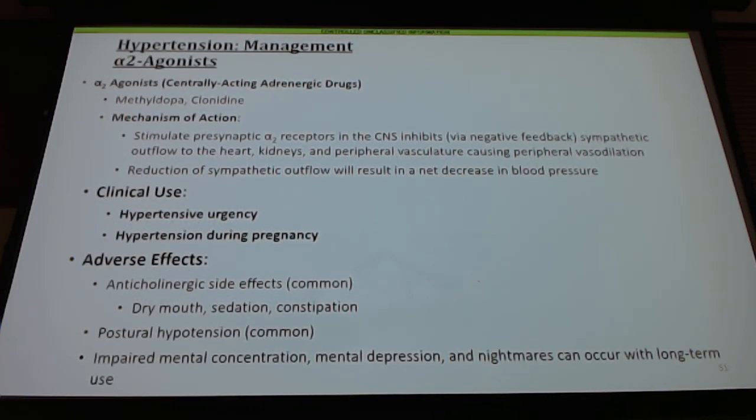Alpha-2 agonists, these work great at lowering blood pressure, and we typically use these in hypertensive crises, or if you have a pregnant patient who has hypertension. But we don't have these as first line because of the side effects, particularly the anticholinergic side effects that are associated with these alpha-2 agonists. But they do have good clinical efficacy with controlling blood pressure. It's just we use these in a very select population and not as a first line agent.